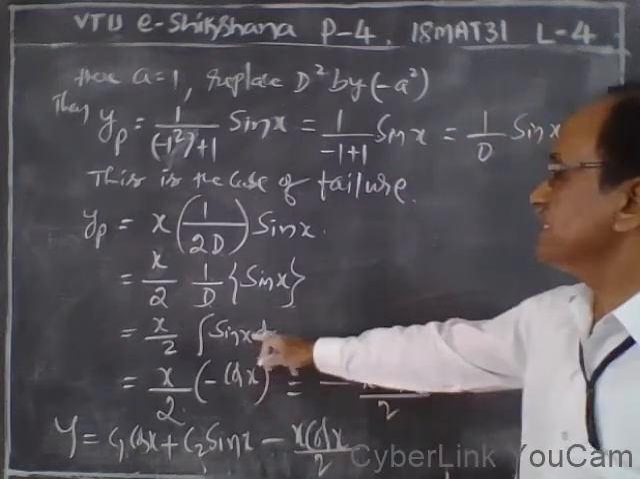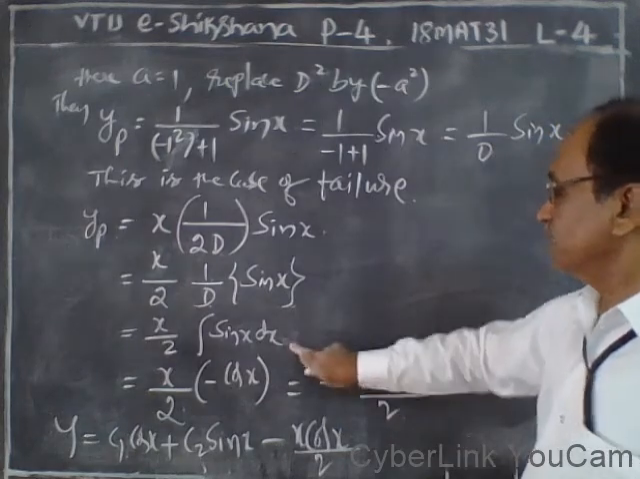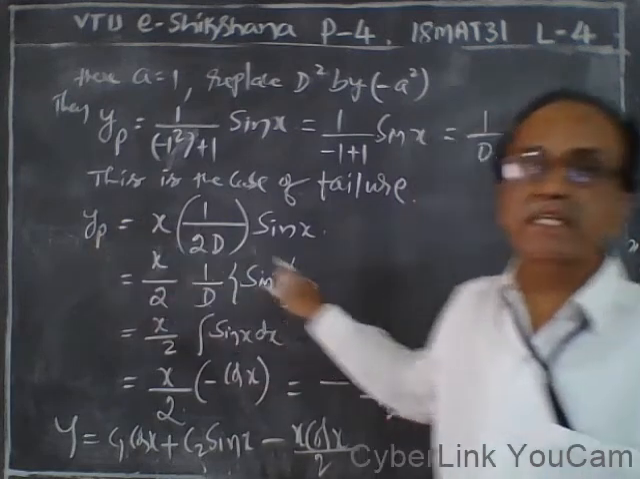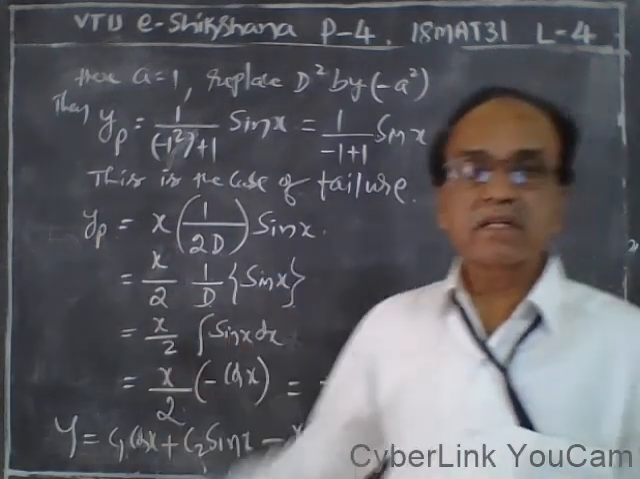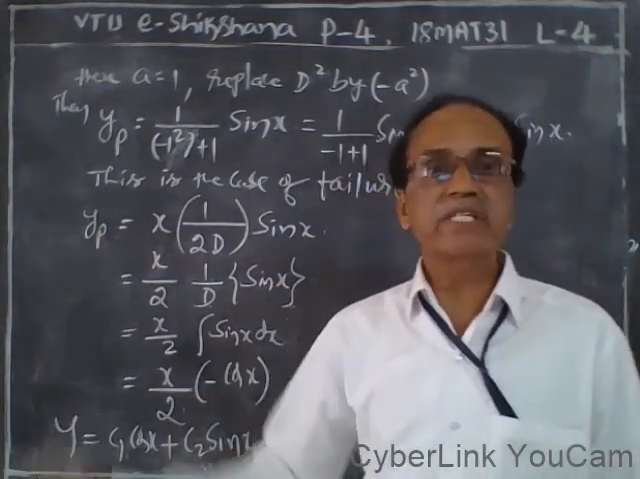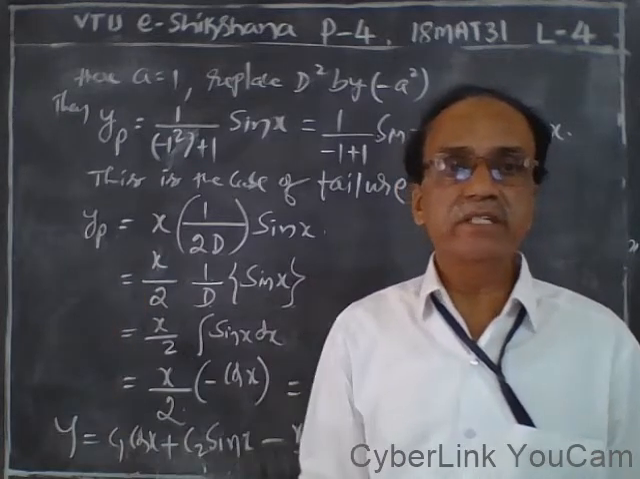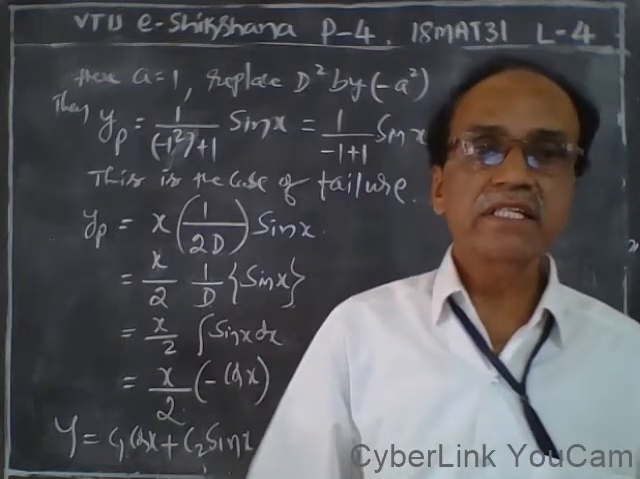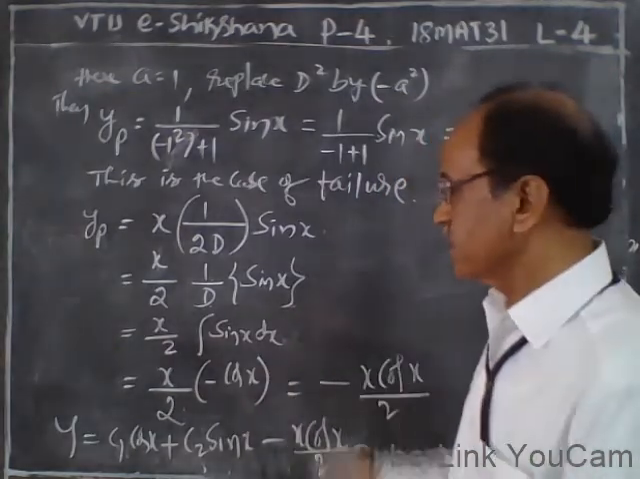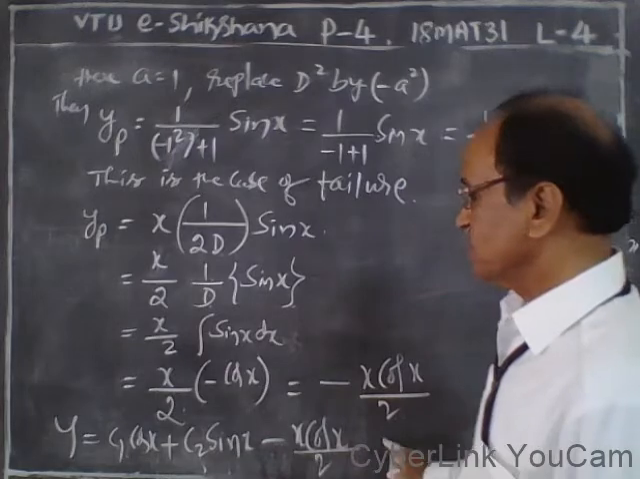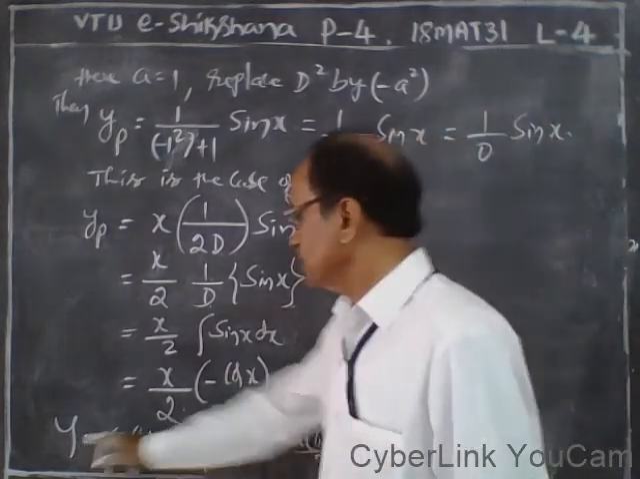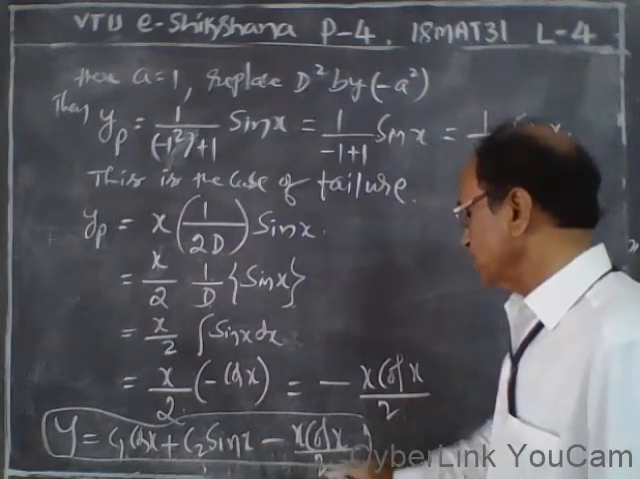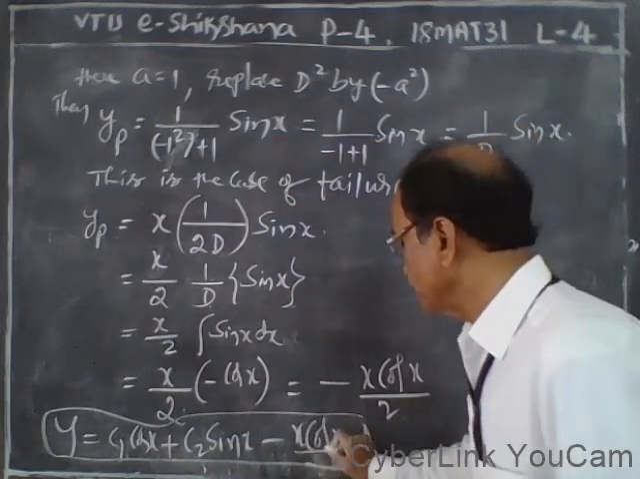So when you are integrating this one, constant should not be added, because this is called particular integral. In the particular integral, arbitrary constant symbol is not to be taken, because it is a type of solution which is the modified one, where it is already containing the real constant. Therefore here plus constant will not come. So this is the final solution of the differential equation, but it is not the complete solution.